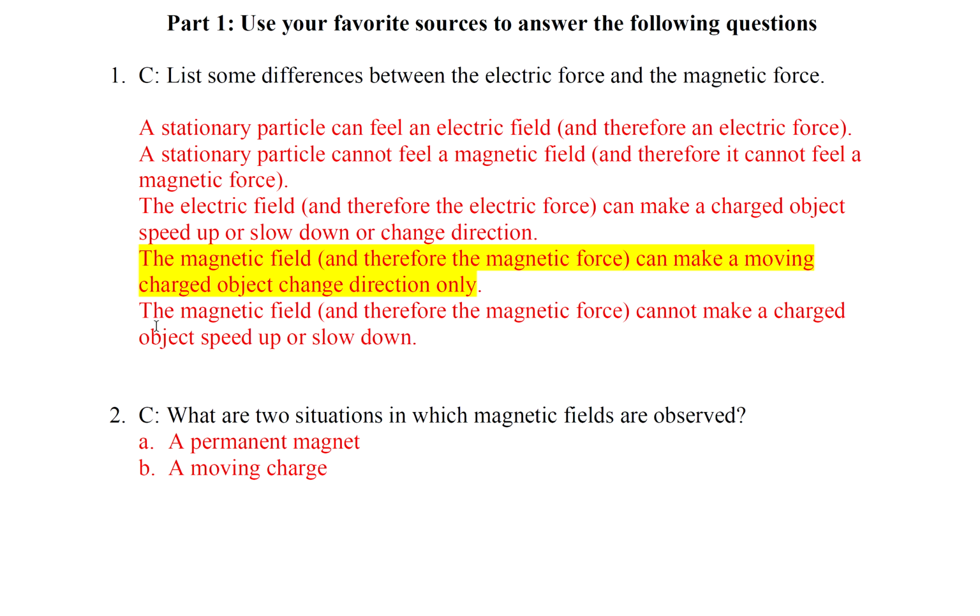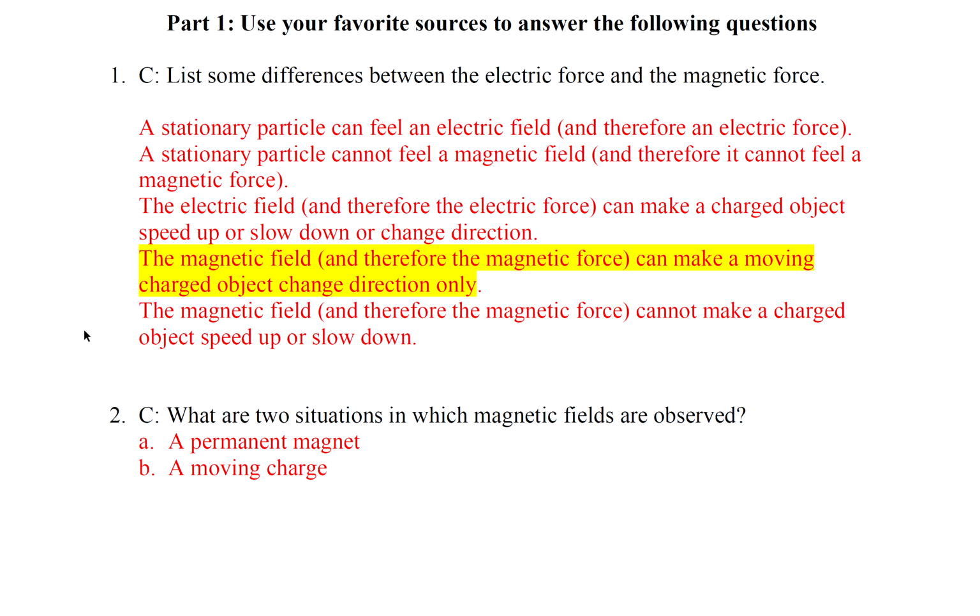A stationary particle can feel an electric field and therefore an electric force. A stationary particle cannot feel a magnetic field and therefore it cannot feel a magnetic force. The electric field and therefore the electric force can make a charged object speed up or slow down or change direction. The magnetic field and therefore the magnetic force can make a moving charged object change direction only. The magnetic field and therefore the magnetic force cannot make a charged object speed up or slow down.